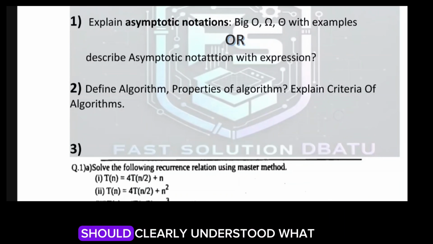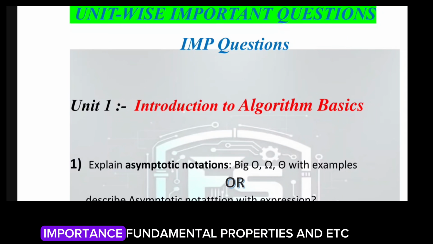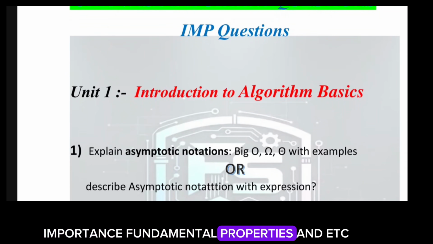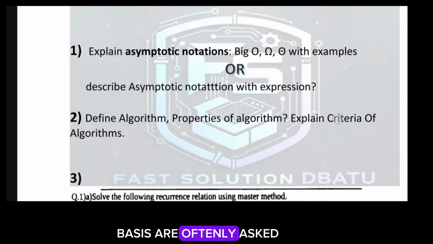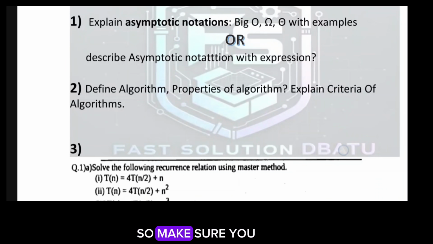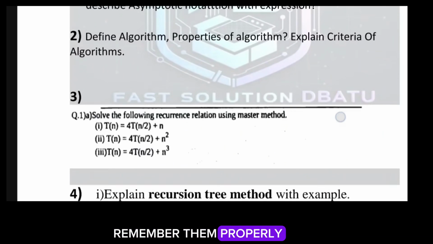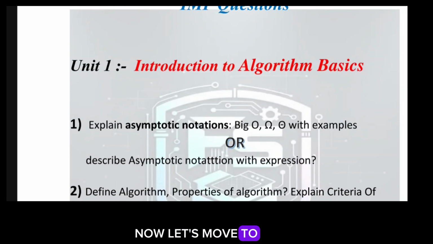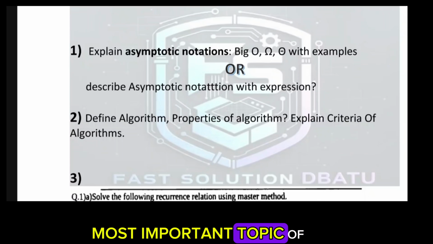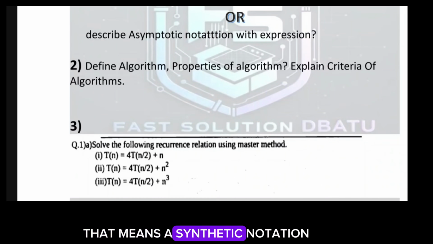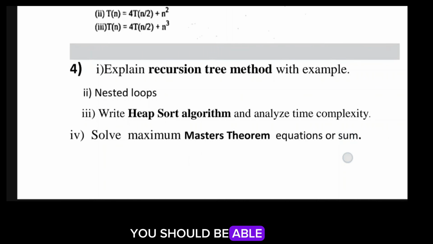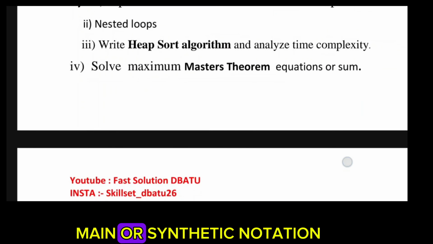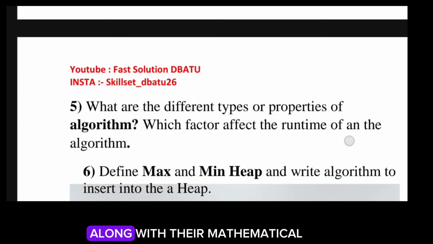First of all, you should clearly understand what an algorithm is, its importance, fundamental properties and so on. Questions based on these basics are often asked in examinations, so make sure you remember them properly. Now let's move to one of the most important topics of this unit, that means asymptotic notation.